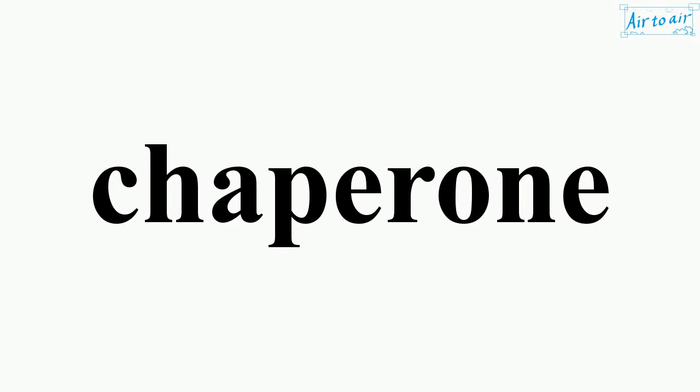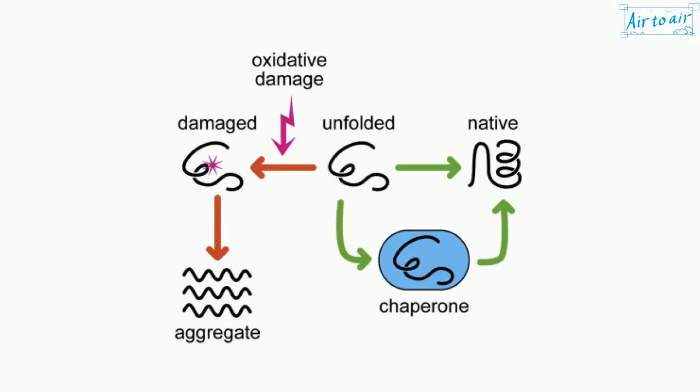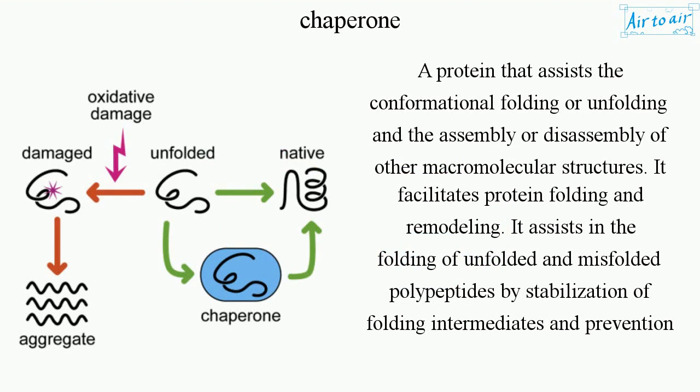Chaperone. A protein that assists the conformational folding or unfolding in the assembly or disassembly of other macromolecular structures. It facilitates protein folding and remodeling.